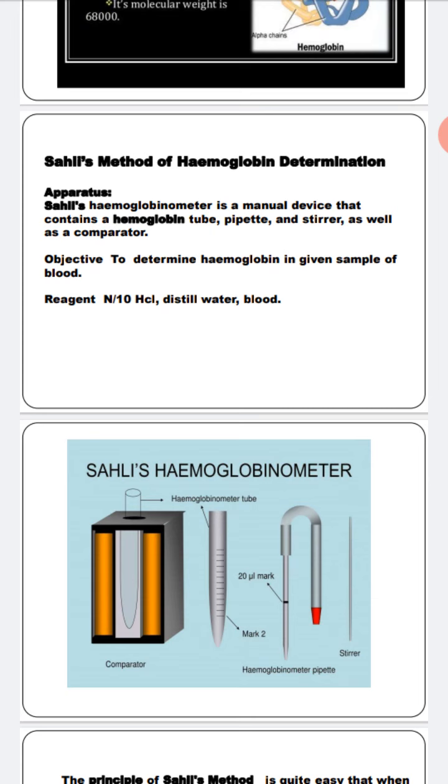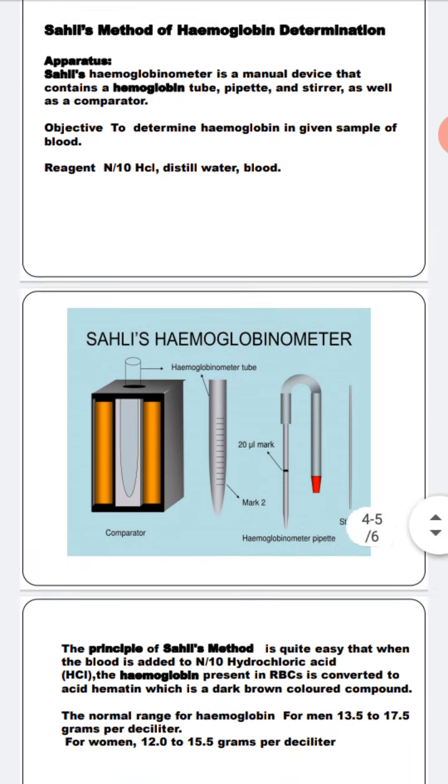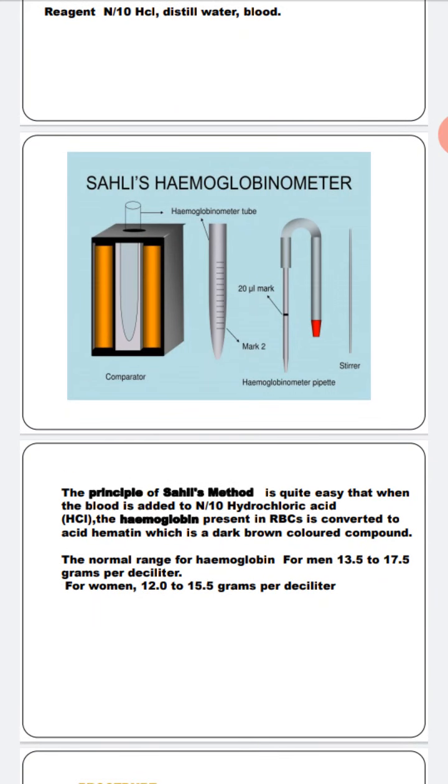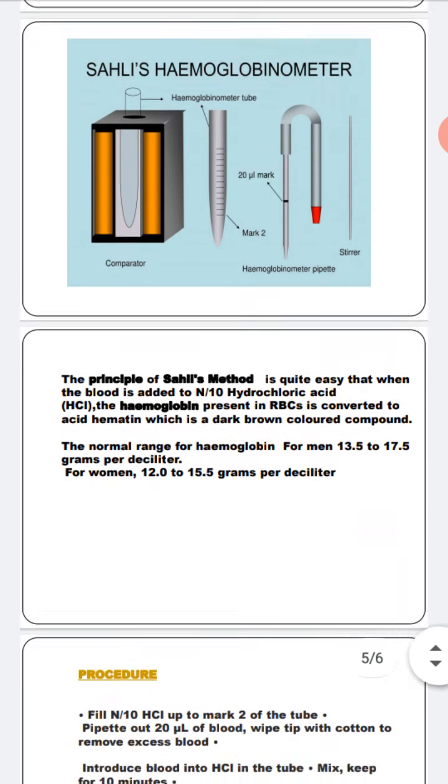So first, let me tell you the principle on which it is based. The principle of Sahli's method is very easy. The HCl converts the hemoglobin which is present in RBC to acid hematine, of a dark brown color, due to the presence of this hydrochloric acid. When this blood is added, it is converted into hematine. And the normal range of hemoglobin for men is 13.5 to 17.5 and for women it is 12 to 15.5 grams per deciliter. This is the value.